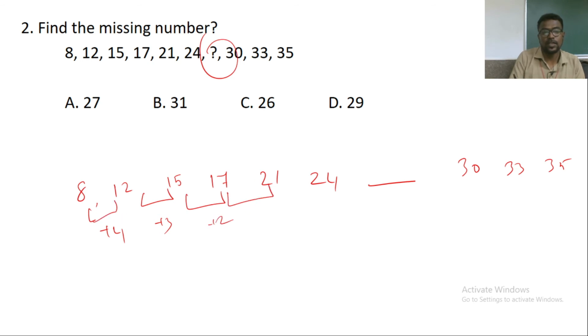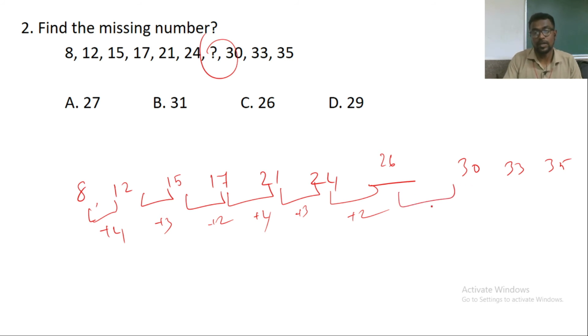And again if we check, again they have applied plus 4, 21, then plus 3, 24. Then obviously we have to add plus 2 to reach the logic. Let's apply it throughout this series to confirm whether the logic we have found is right. Again if we apply plus 4, we will get 30, plus 3, 33 and plus 2, 35, which says that the logic we have found is exactly right. And the correct answer for this question is 26, which is in option C.